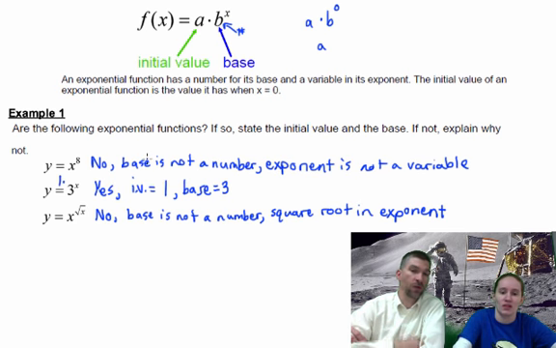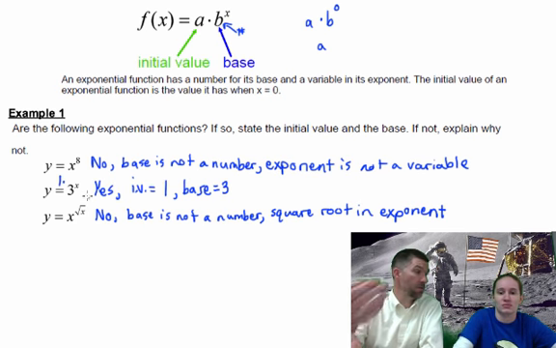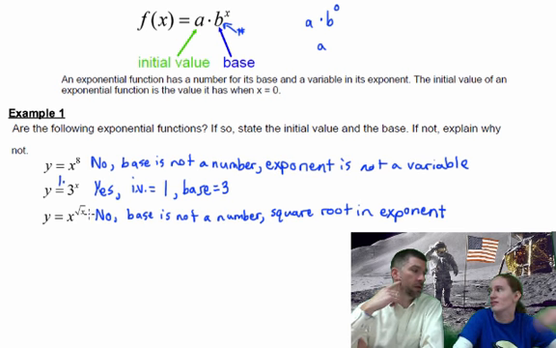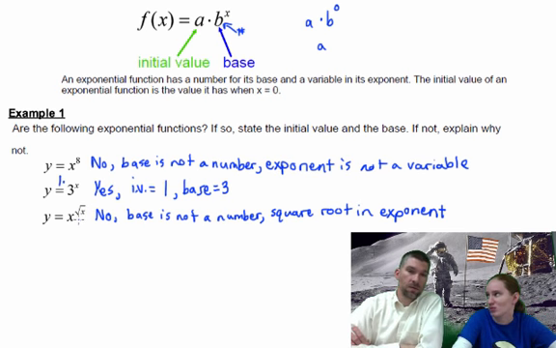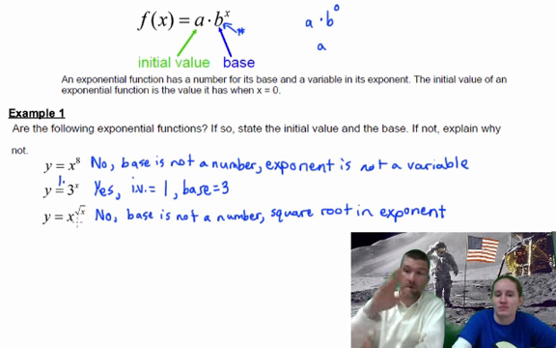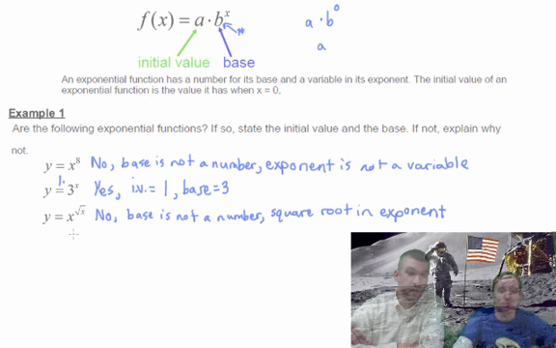You could have like 3 times x in the exponent. But you can't have some kind of function happening inside of your function. Like you can't have sine x as your exponent. I don't think that would be exponential, because that would bounce around all over the place. Okay, good talk.